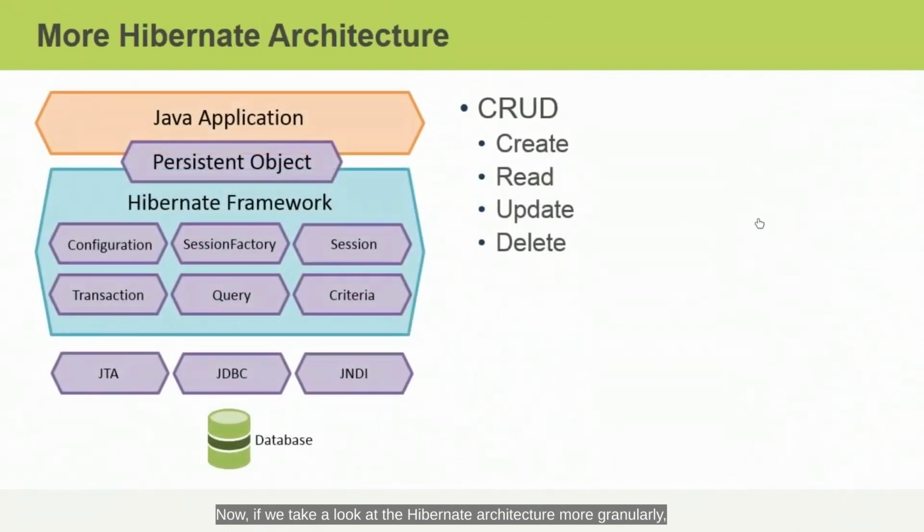Now, if we take a look at the Hibernate architecture more granularly, we have various classes in the Hibernate framework, such as the configuration class to load our database connection properties. We have the session factory class, which we can use to open new sessions to interact with the database. We have the session class, which is used to persist and retrieve data from the database. We have the transaction class, which can be used to delineate the start of a transaction and roll back a transaction in the event of an exception or failure. We also have the query object to write HQL, or Hibernate Query Language, and we have the criteria object to add predicates to your queries to filter data.